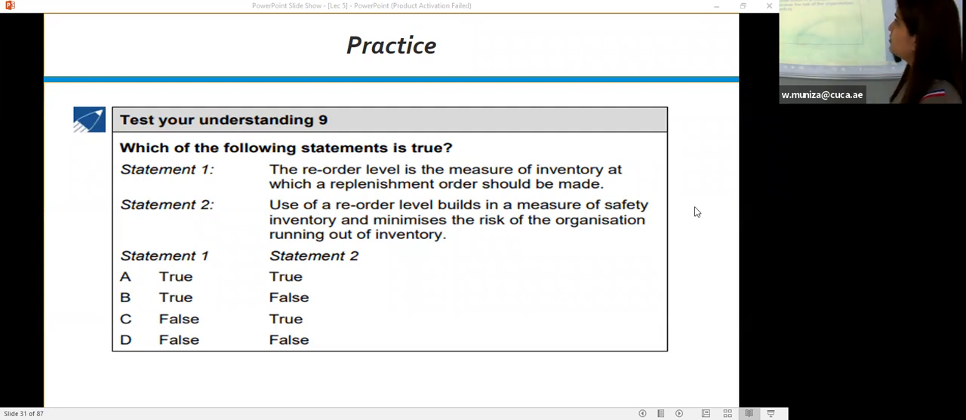Use of the reorder level builds in a measure of safety inventory and minimizes the risk of organizations running out of inventory. Is this true? Safety inventory and minimizing risk. So for safety inventory, we do maintain the reorder levels to be safe so that we should not be running out of these stocks. So both the statements are true.